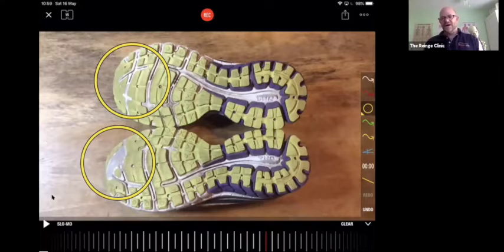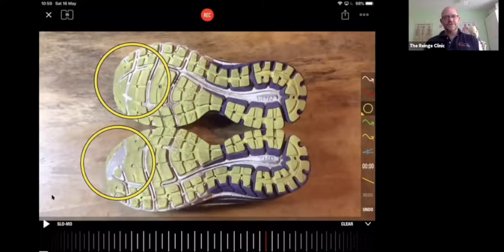The question is, are they evenly worn? If they look like this pair of shoes and they are not evenly worn, we have trouble. And the trouble we have is irrelevant as to whether it is under- or overpronation. This person doesn't load their legs evenly. That's what's happened here. She loads one foot more than the other, and that is crucial.